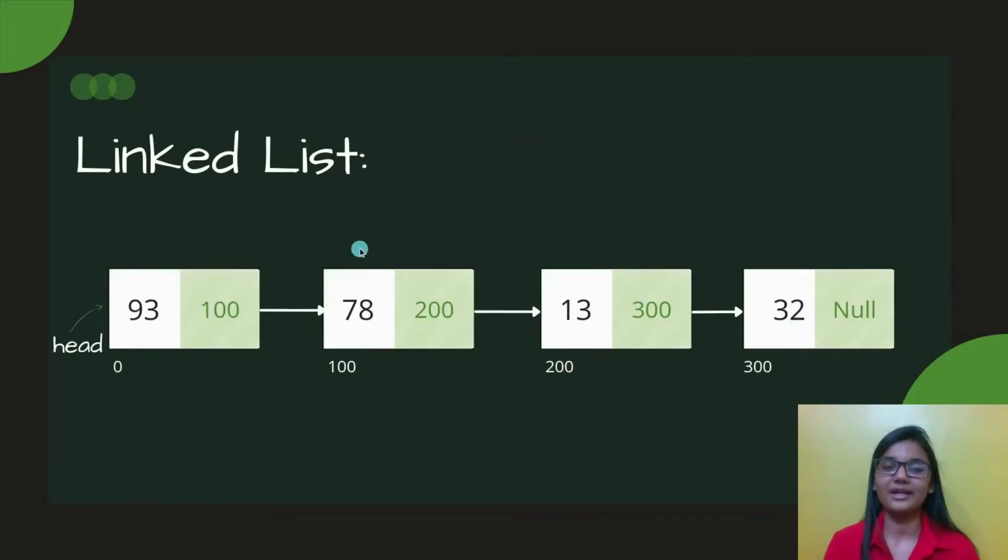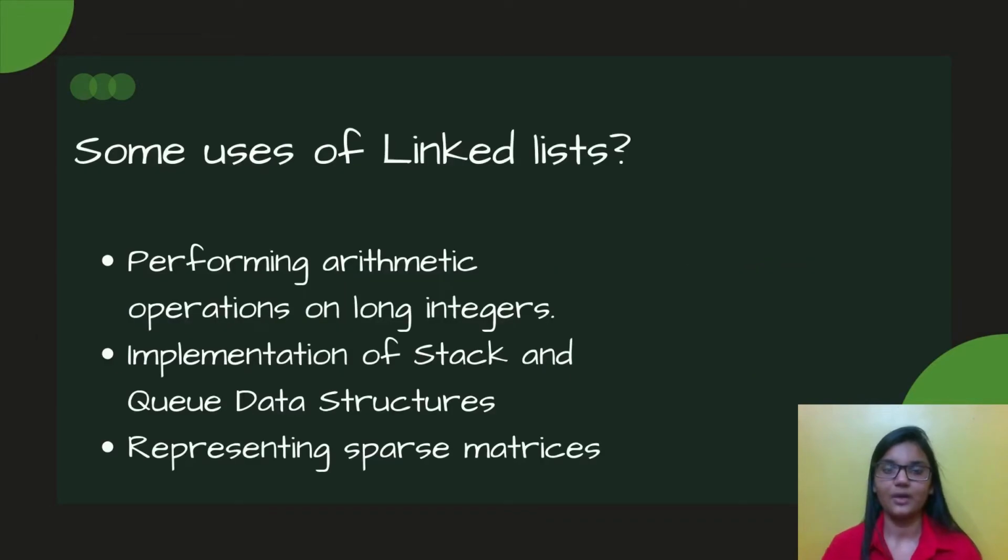Now, this is how a linked list looks like. The first element is always called the head node, and the rest follow. As we can see, the nodes are connected to each other via addresses. And the last node always contains null in the address part since we are not attaching any other node to it. Now, what are some uses of linked lists?